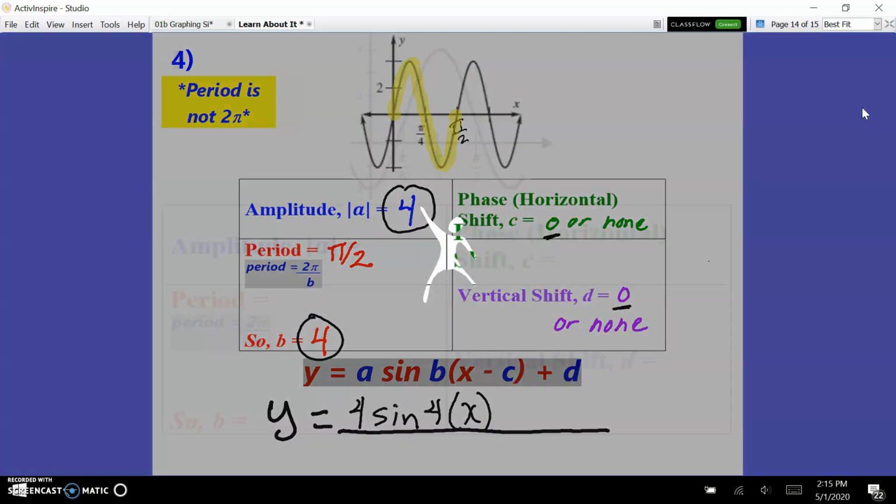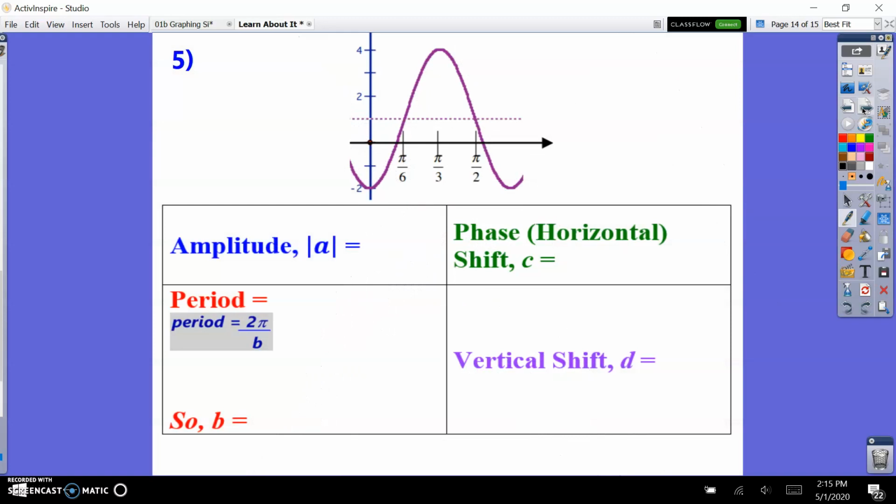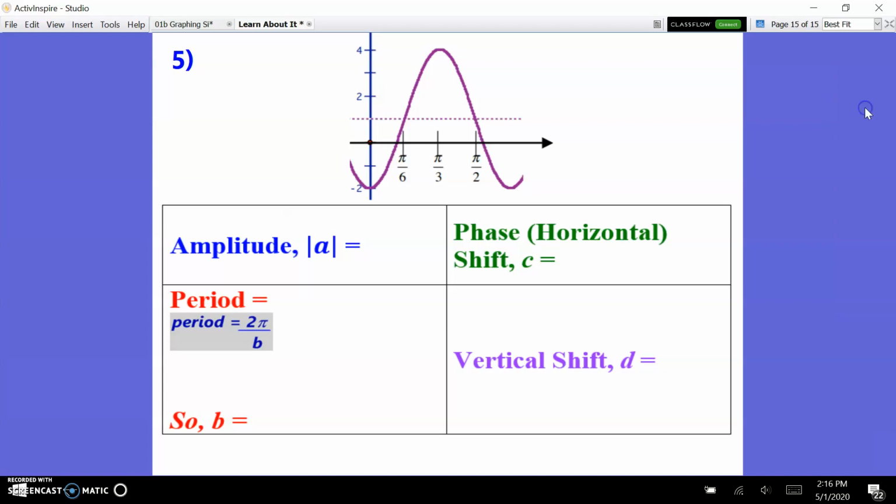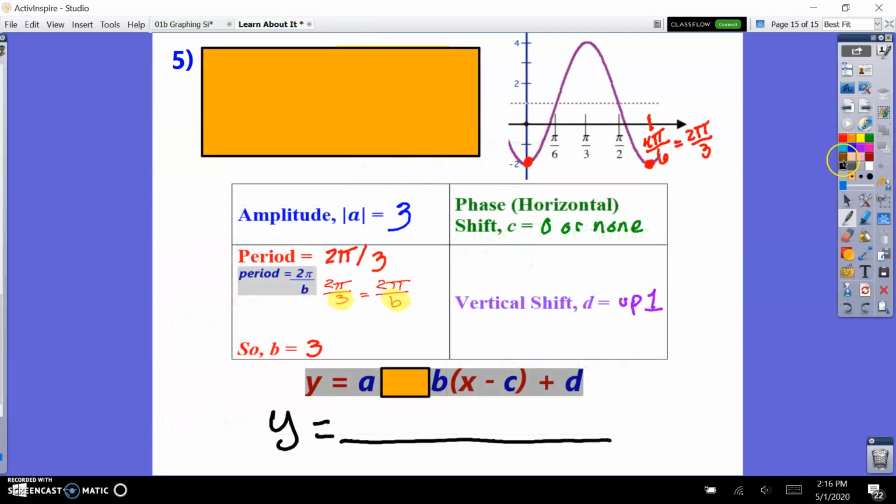I added another problem for this one. So this is problem number 5. So at this time, what I'd like you to do is pause and see if you can try to find all the different key characteristics of this. Unpause me when you're done. Okay, so hopefully you got all of the same things that I have here.